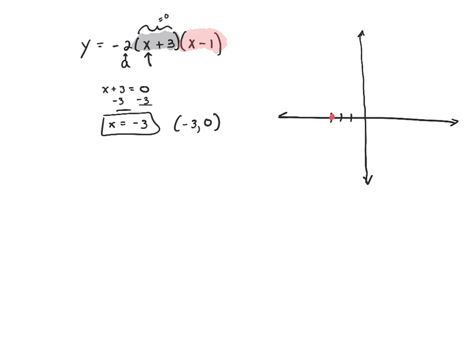We do the same thing with x minus 1. We say, hey, x minus 1, what would make you equal to 0? We add 1 to both sides. Well, when x is 1, y would also equal 0. When x is 1, this factor up here in red becomes 0. 1 minus 1 is 0. 0 times anything is equal to 0. So I know if the x value is 1, the y value is 0, and that gives me this point right here.